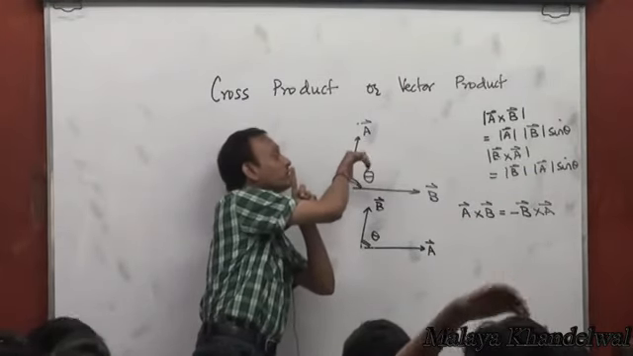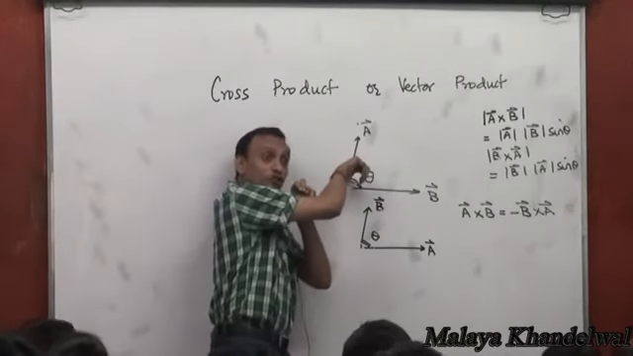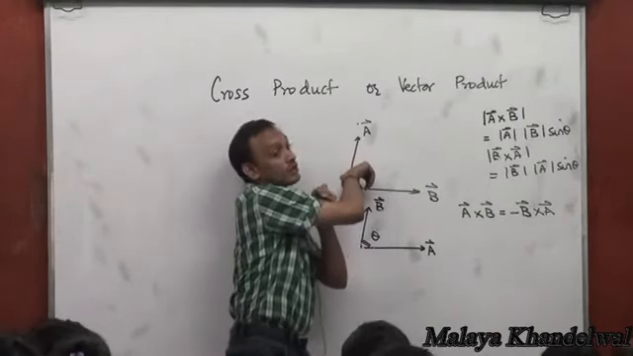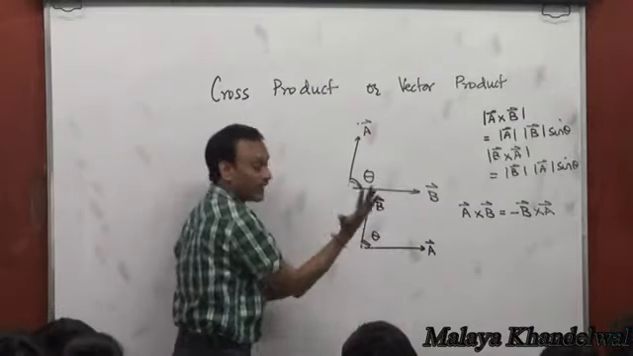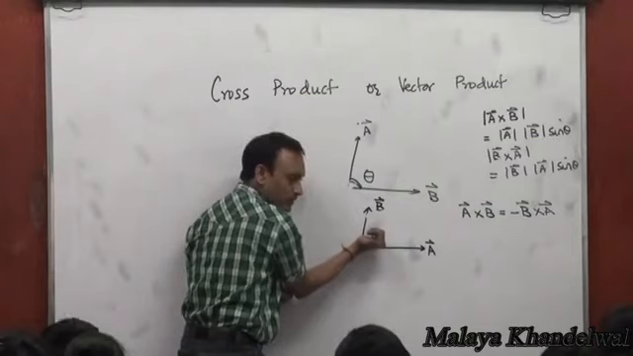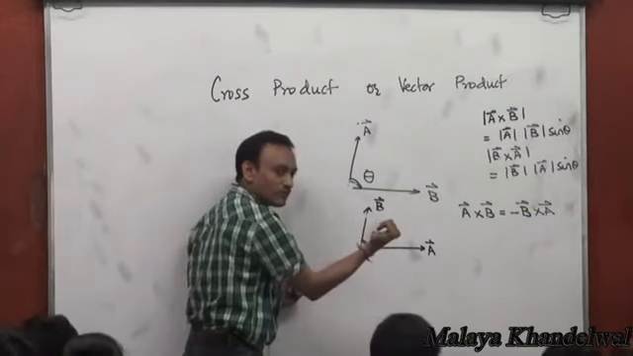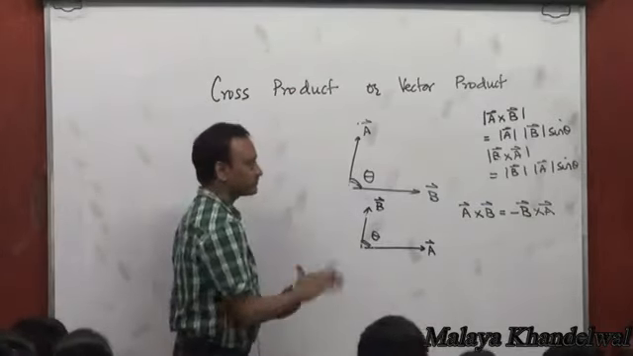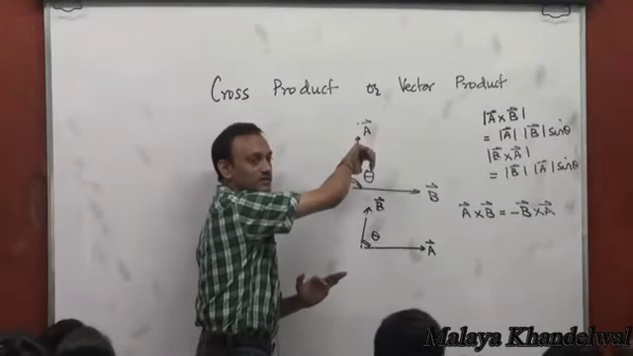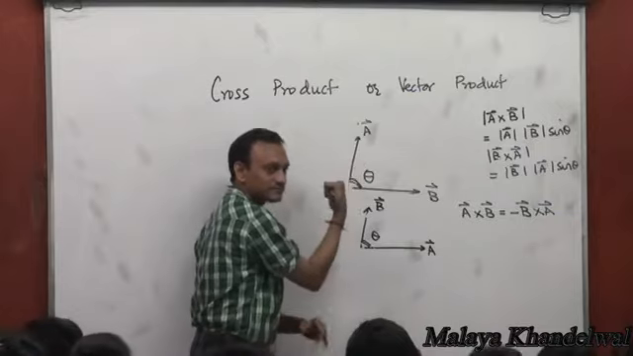So then, curl your fingers from A to B and observe your thumb. In this case, the thumb points into the plane of the board. That's the direction of A cross B. If it's A like this and B like this and you have to find A cross B, then curl your fingers from A to B with the right hand and observe your thumb. The thumb comes out of the plane of the board. So if you're comfortable with this, I have no problem. This is A cross B.